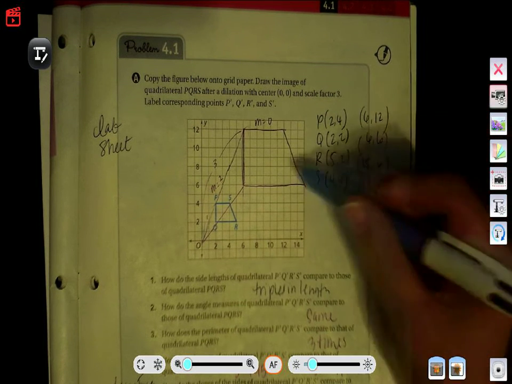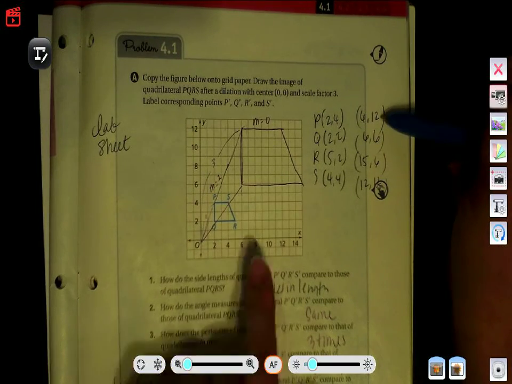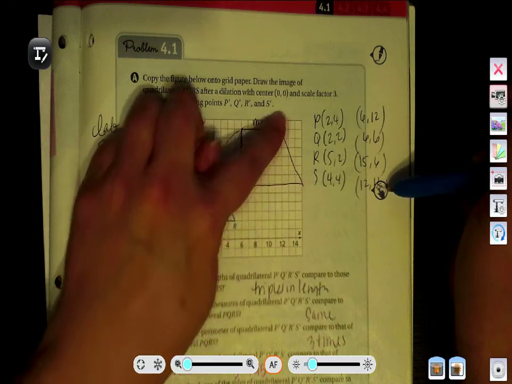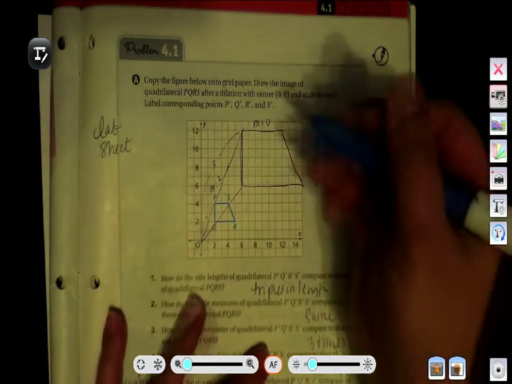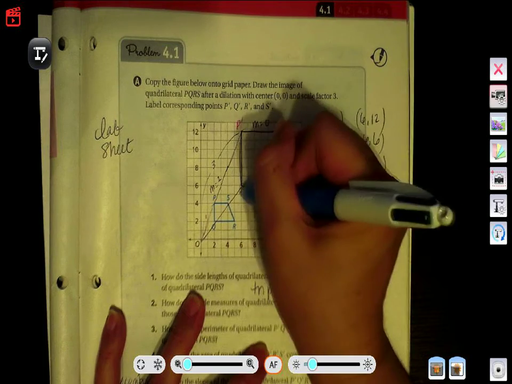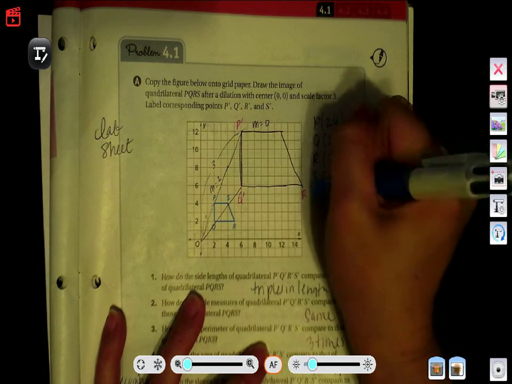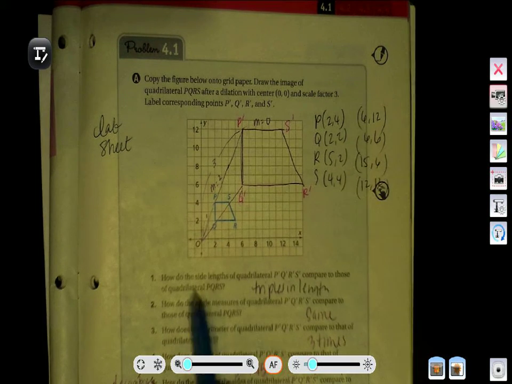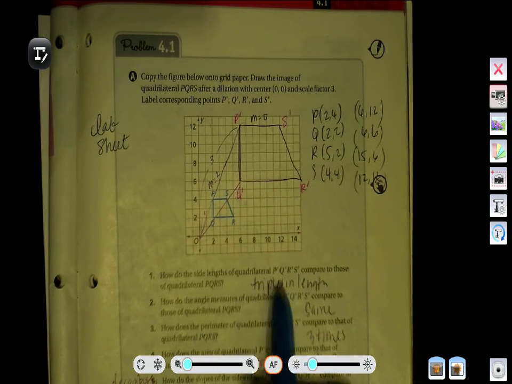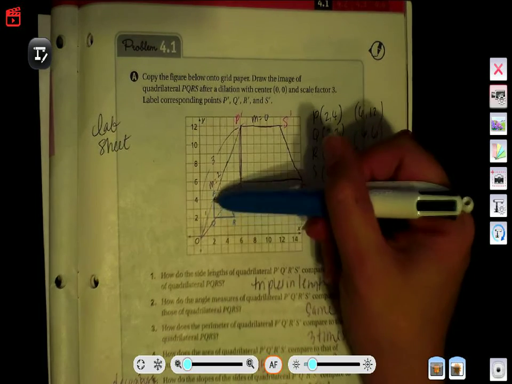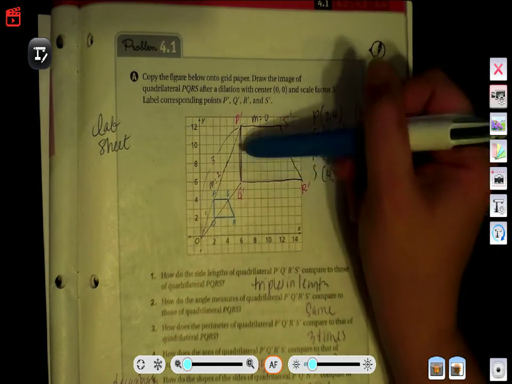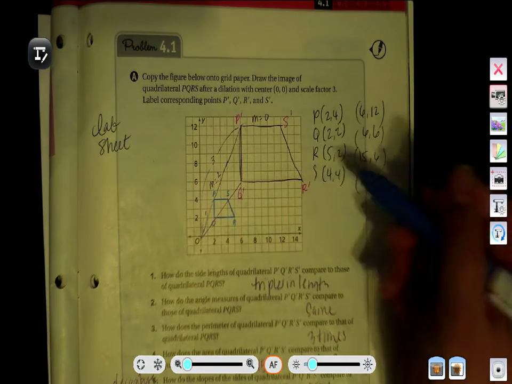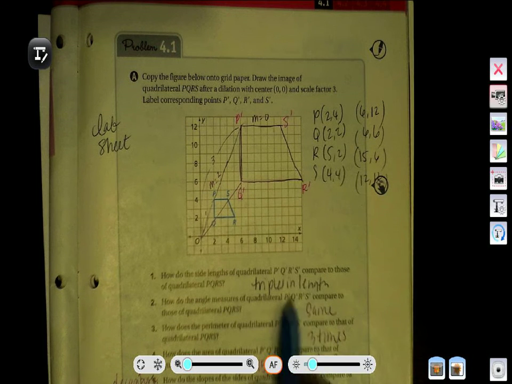This should be your answer for the dilated figure. So this would be P prime, Q prime, R prime, S prime. Okay. As far as question number 1, how do the lengths of the sides compare? Well, if you look at this portion right here, this is a length of 2. If you look at this portion right here, 1, 2, 3, 4, 5, 6. So a 2 becomes a 6. In other words, the lengths also triple.